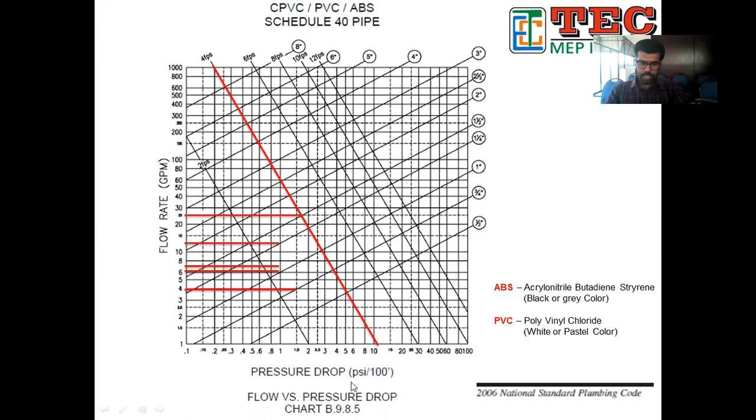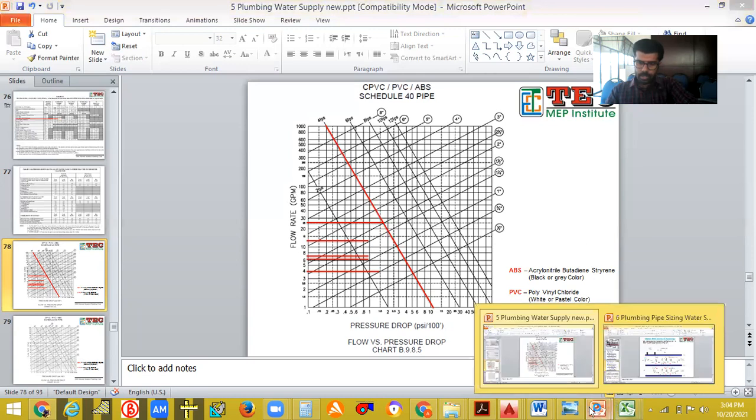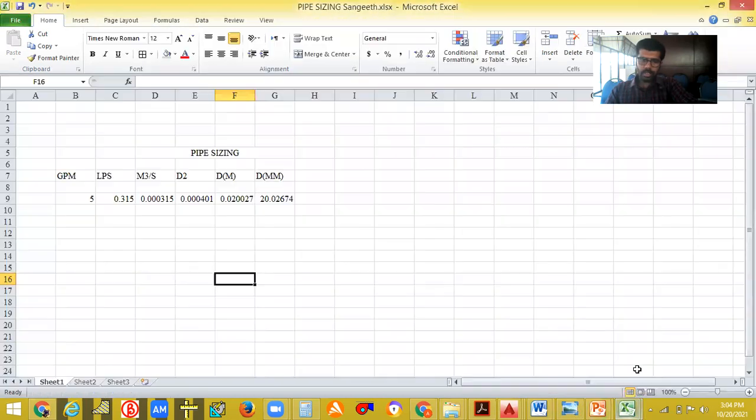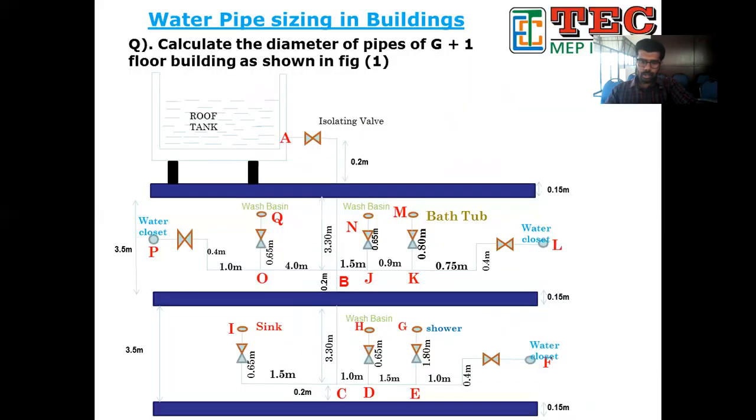If 2 psi per 100 is the pressure drop, we can just take 2 and this flow rate and we can find the pipe diameter. Here we are going to find the pipe size with respect to flow rate and velocity. So what is the pipe size here? We got 20. Understood? So here the pipe size is 20.